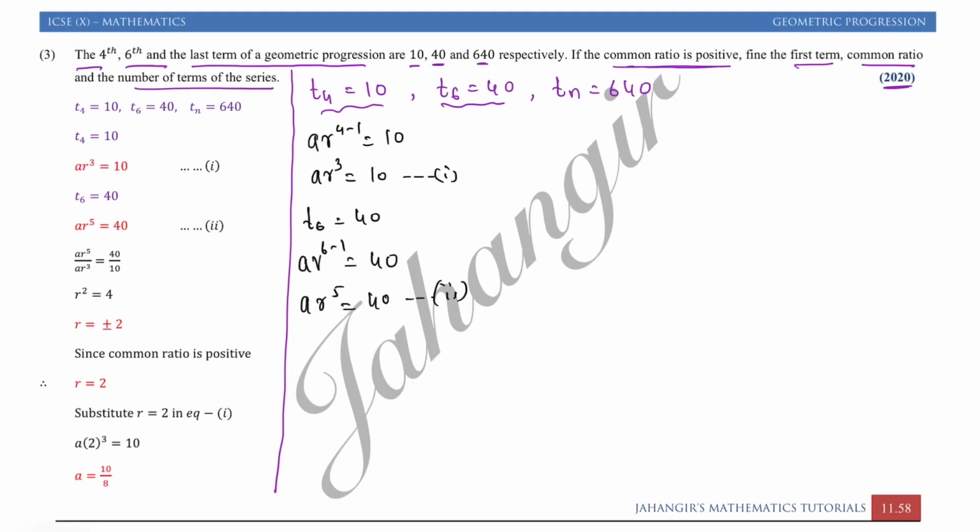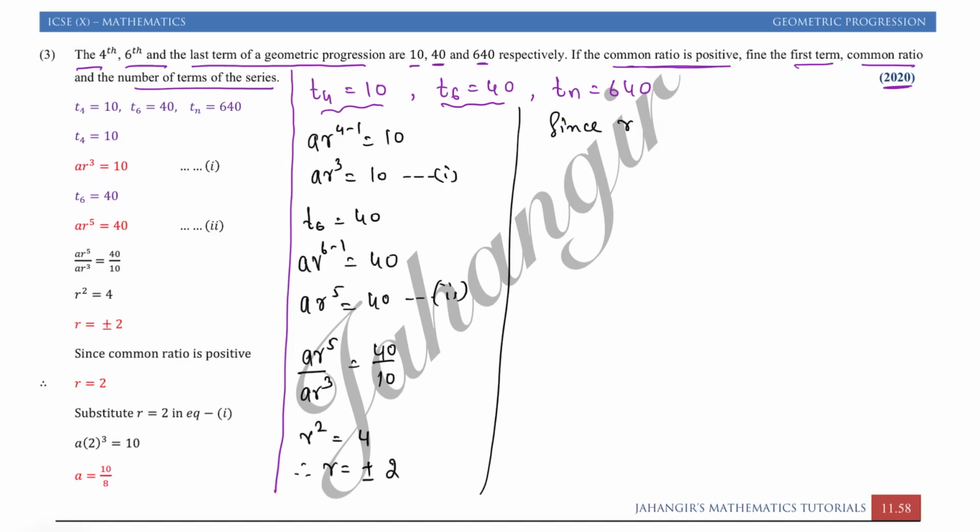So now dividing both, you will get a r raised to 5 upon a r cube is equal to 40 upon 10. Cancelling out, you will get r square is equal to 4. So therefore r is equal to plus minus 2. Since r is positive, we can say therefore r is equal to 2. The value of r is 2.